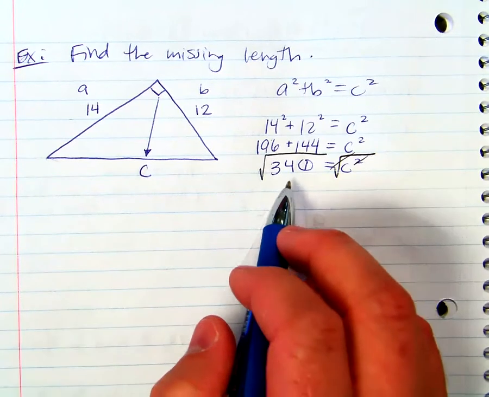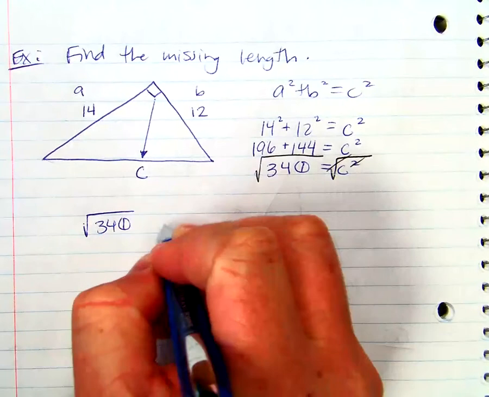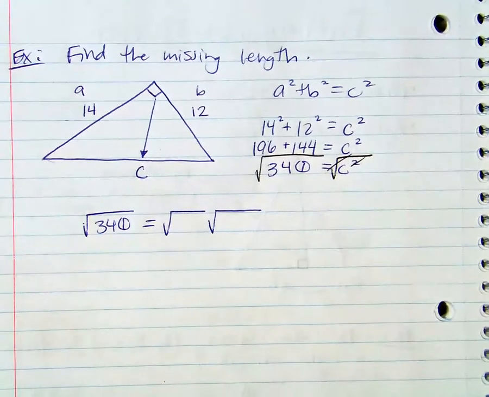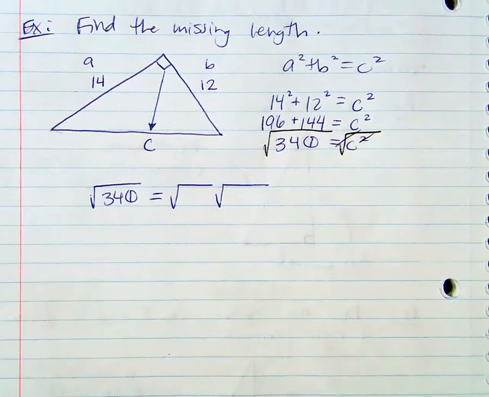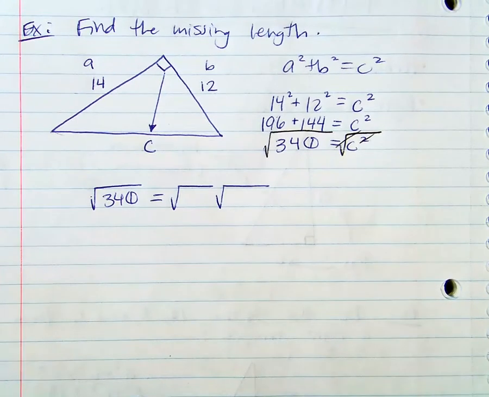What we have to do now is take this number, the square root of 340, and we need to try to break it down. Now this one can be broken down. I'm going to guarantee you that to begin with. The question for us is what number is going to fit.